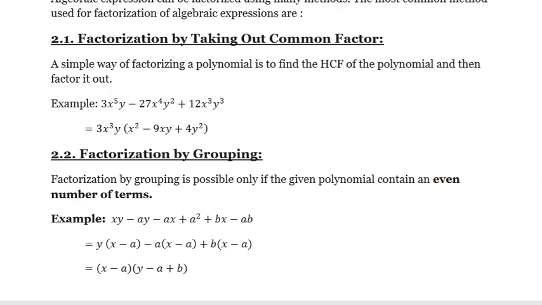Okay, let's see one example. See, it is given xy minus ay minus ax plus a square plus bx minus ab. 6 terms are given here. Now we'll make the groups pairwise. You can make them with 3 terms also. You can make them with 4 terms also. It depends on the question.